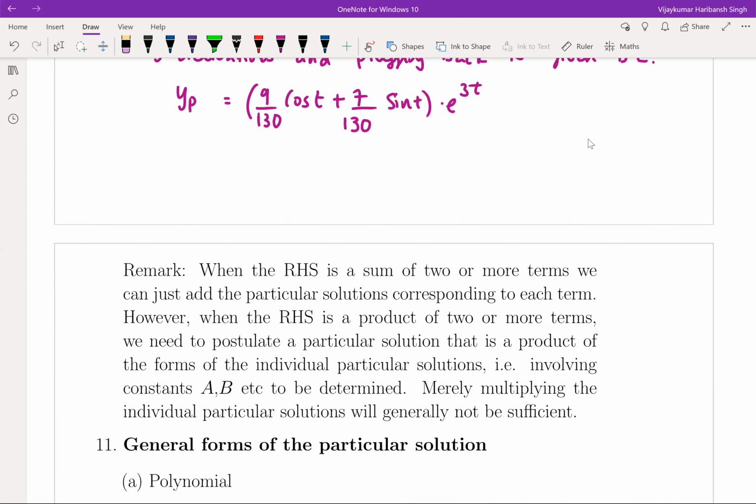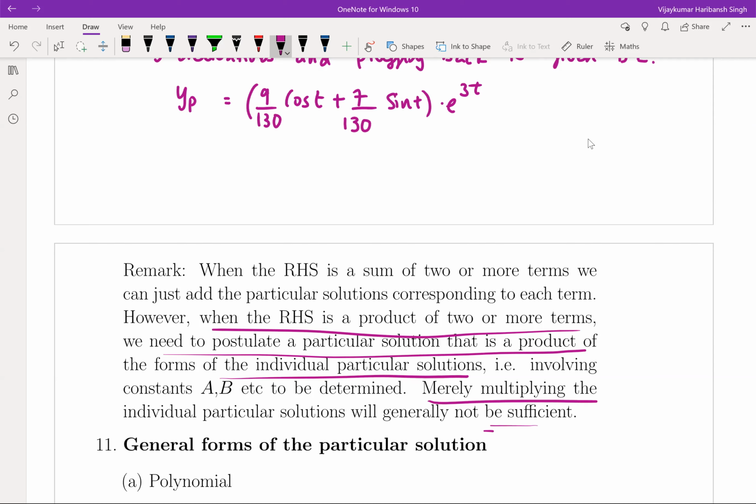However, when the RHS is a product of two or more terms, we need to postulate a particular solution that is a product of a particular form of the individual particular solutions involving coefficients a and b. So merely multiplying individual solutions will not be sufficient. So the product is slightly more involved than the sum. So let's work it out. How to get a general form of a particular solution, or rather how to postulate the solution.